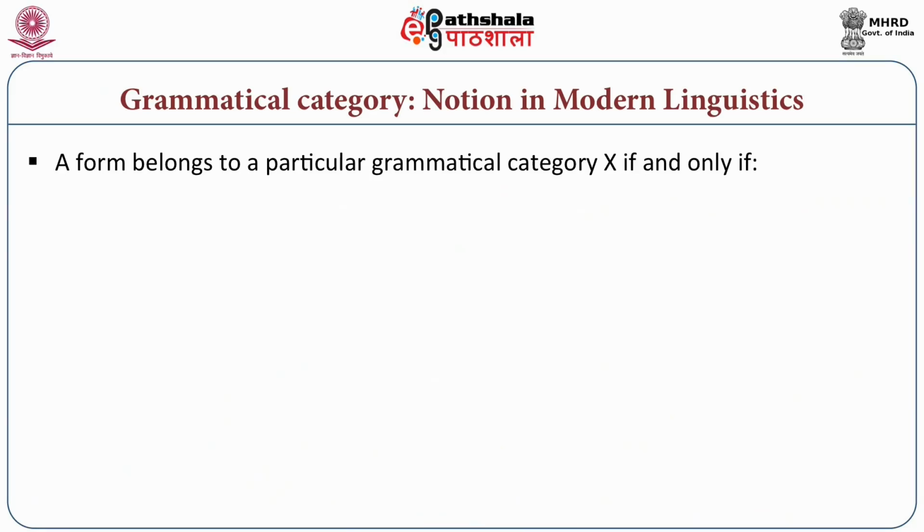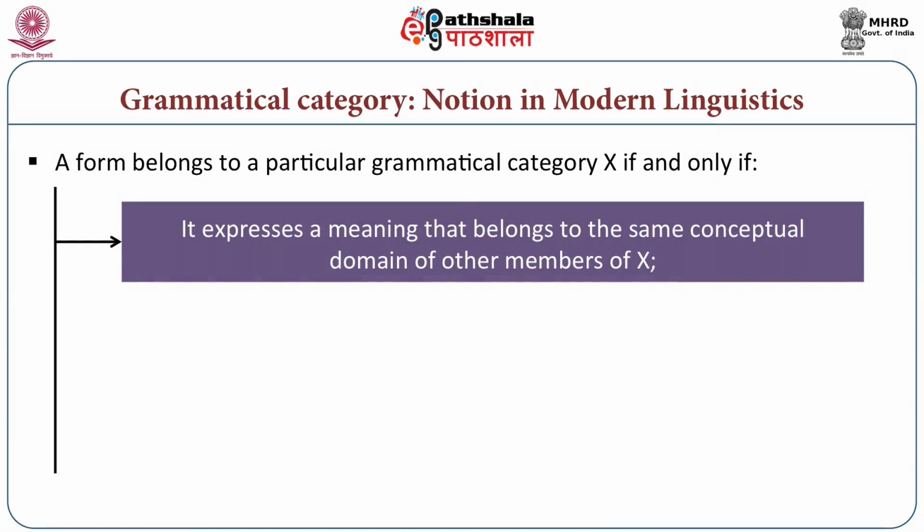Given that the notion of grammatical category has to be employed in a whole host of theoretical approaches, we would like to make a theory-plural notion of grammatical category. One definition that would seem to be able to work is to say that if a form is to be identified as part of a grammatical category, it must satisfy 3 conditions. 1, it should have a meaning that belongs to the same conceptual domain of all other members of that class.